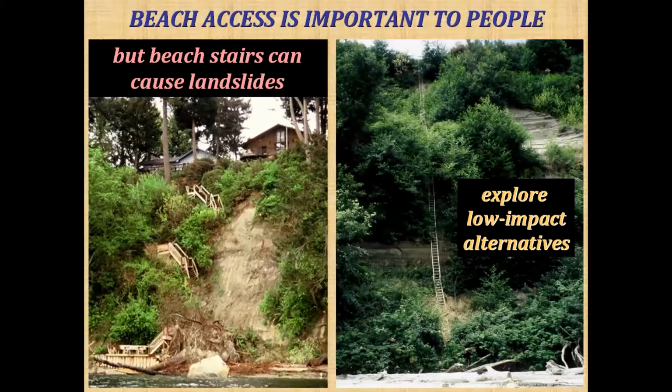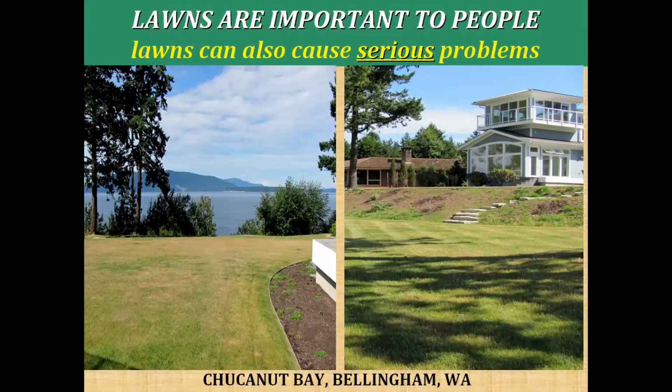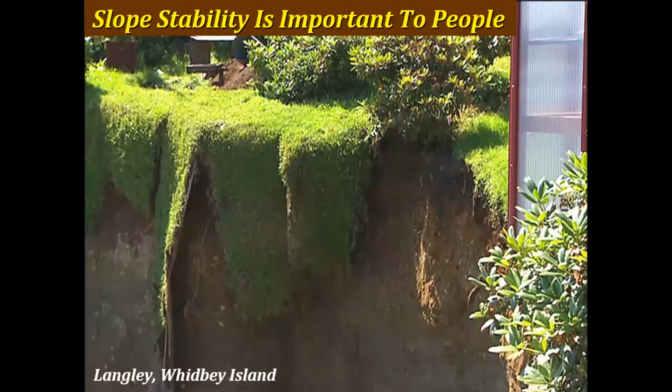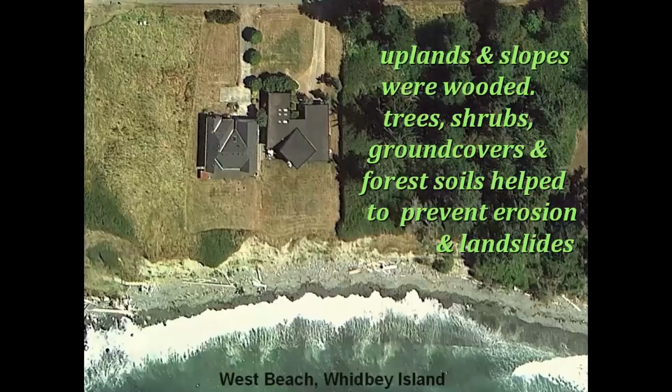So it's a good idea to explore low impact alternatives. You might want to have something a little bit more user-friendly than wiring several extension ladder sections together. Lawns are important to people. Lawns can cause serious problems for your slope. The compacted soil lawns are usually installed in can contribute to soil saturation, stormwater runoff, and of course erosion and landslide. Slope stability is critically important to people. Unfortunately, that may not be apparent until it's too late. So the uplands and slopes, when wooded, help to prevent stormwater, erosion, and landslides. When we develop property, there's less than 1% runoff from a forested upland area.